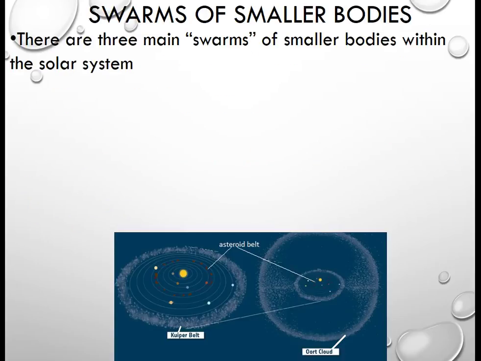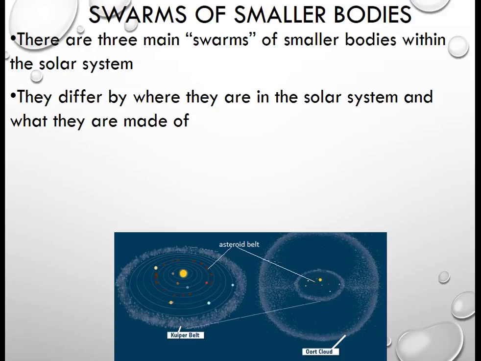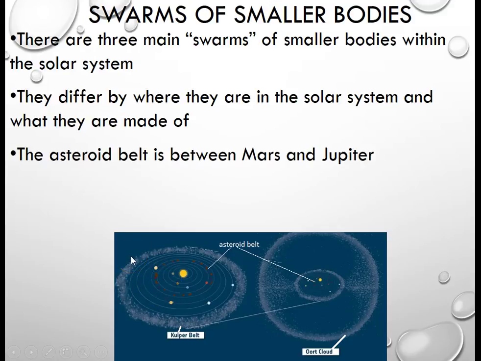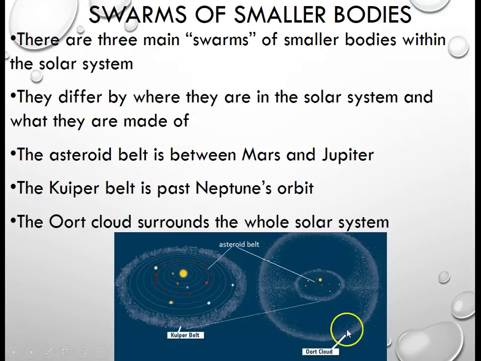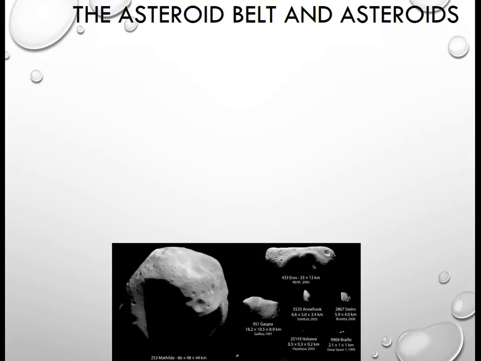There are also 3 main swarms of smaller bodies within the solar system. They differ by where they are and what they are made of. So first, we have this. That's the asteroid belt. It's between Mars and Jupiter. The Kuiper belt is past Neptune's orbit. And the Oort cloud surrounds the whole solar system. We're going to go into more detail with the asteroid belt, the Kuiper belt, and the Oort cloud.